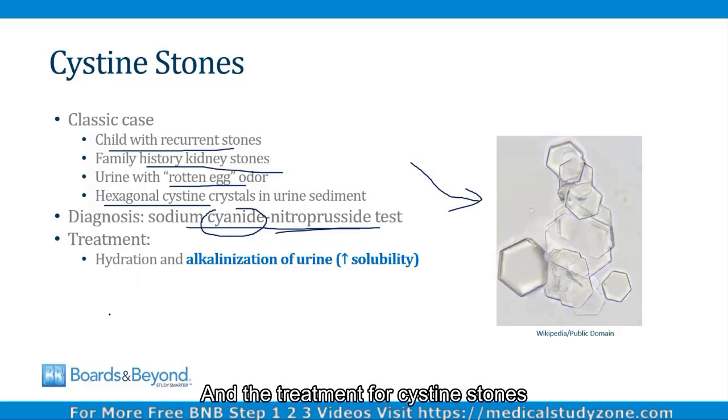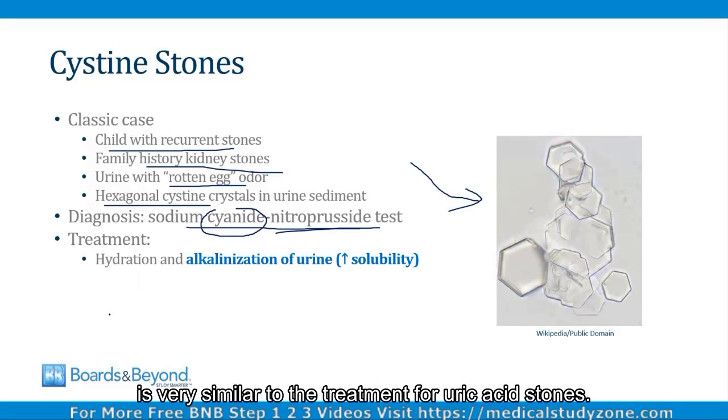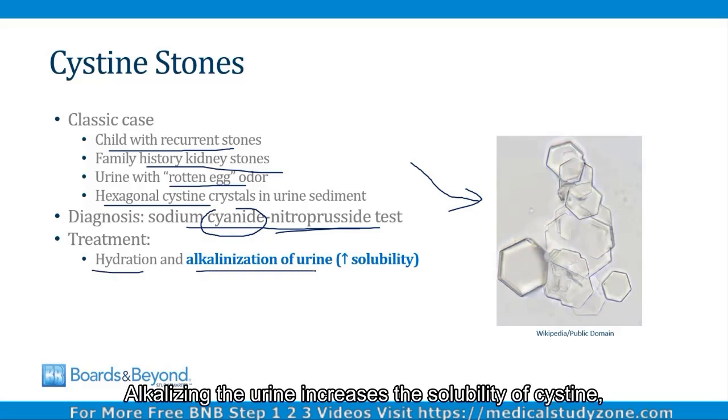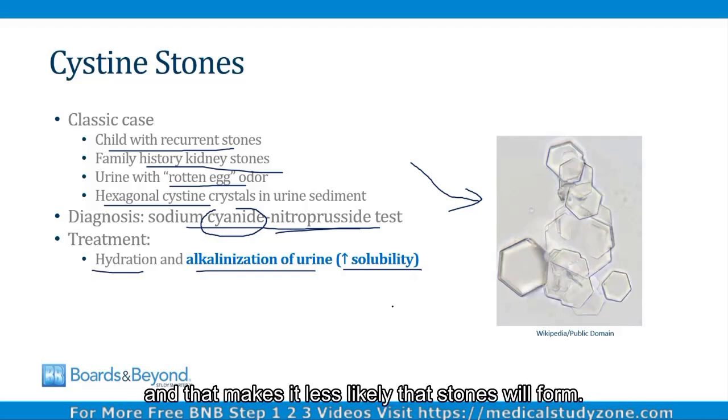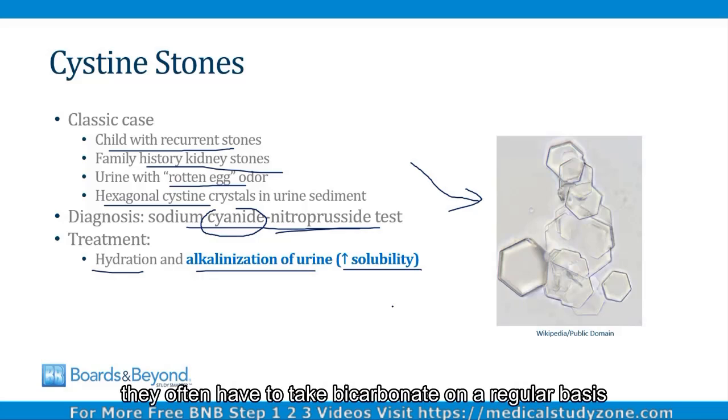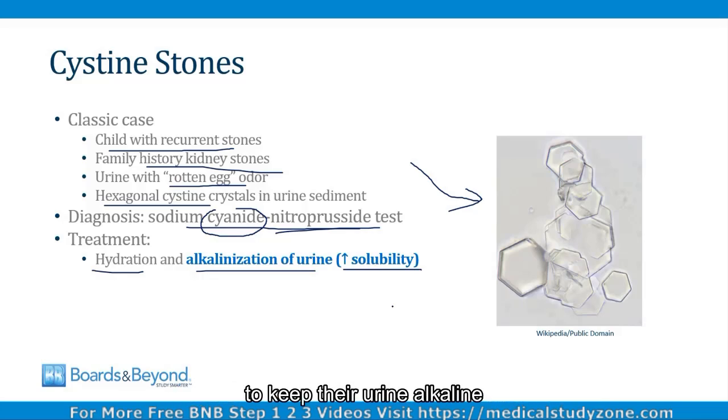And the treatment for cystine stones is very similar to the treatment for uric acid stones. It involves hydration and alkalinization of the urine. Alkalizing the urine increases the solubility of cystine, and that makes it less likely that stones will form. And for children who have this disorder, they often have to take bicarbonate on a regular basis to keep their urine alkaline and prevent stones from forming.